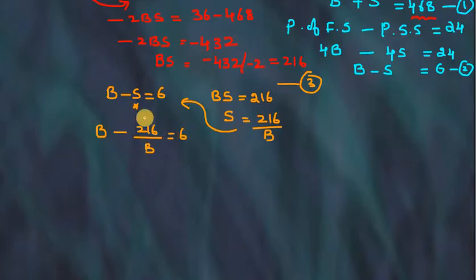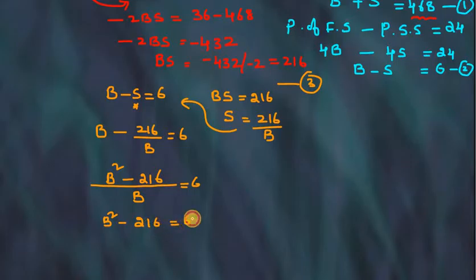Now you know how to simplify this. So B square minus 216 whole by B is equal to 6. So B square minus 216 is equal to 6B. If I take 6B inside, so B square minus 6B minus 216 is equal to 0. In this way I obtain the quadratic equation.